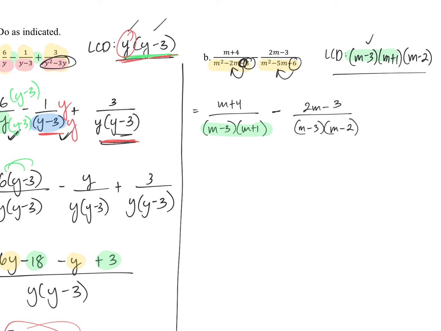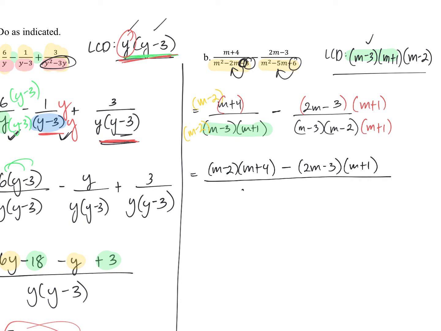So now we just need to do the building up property to create the same denominators. The first fraction is missing the m minus 2, so we'll go ahead, building up property, and there we go. The second fraction is missing m plus 1. Once again, building up property, and there we go. Let me go ahead and include those parentheses. So in the top we have m minus 2 times m plus 4 minus 2m minus 3 times m plus 1 all over our new common denominator of m minus 2 times m minus 3 times m plus 1.